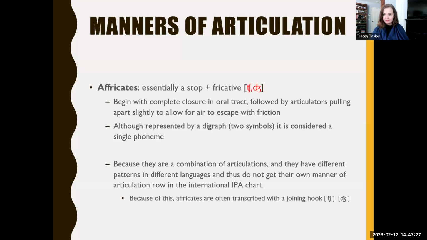So affricates are these also noisy sounds. There's only two. These start like a stop, okay, so complete closure, but then there's some airflow that happens and causes that friction that we saw or heard about in the fricatives, right? So again, even though it's represented with two symbols here, it is one sound. Okay.